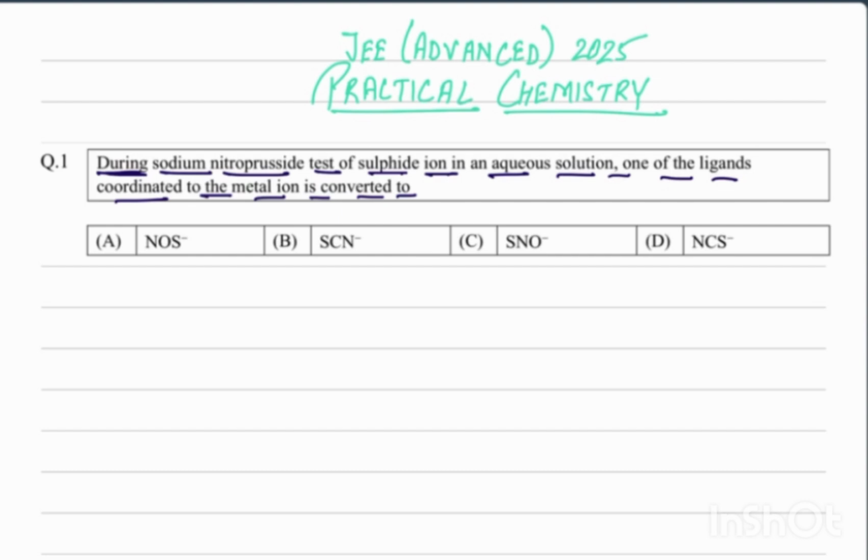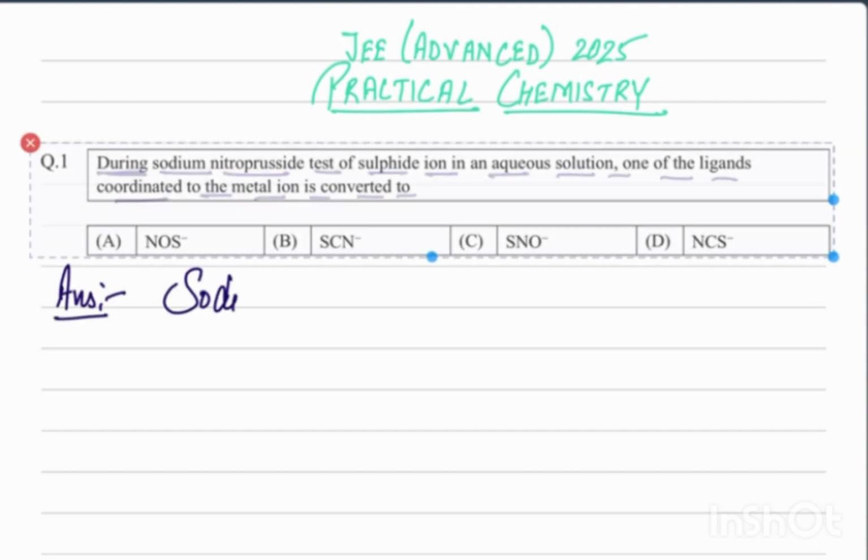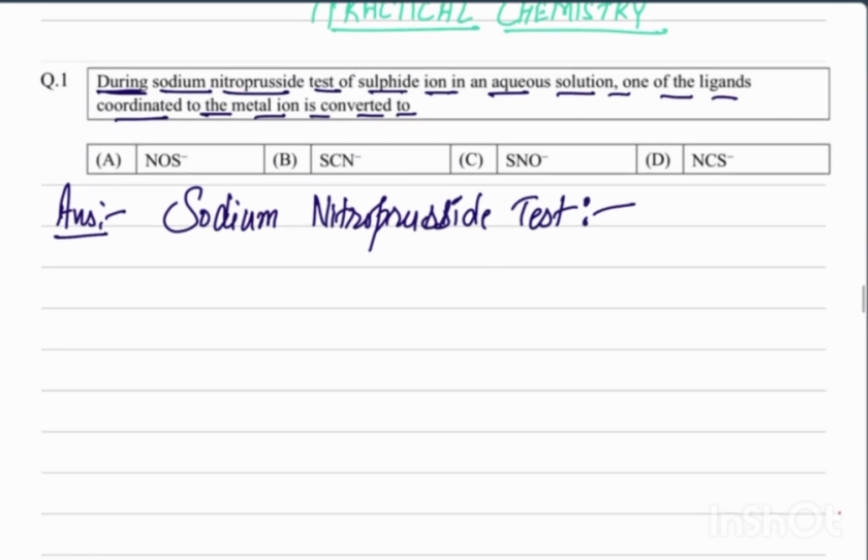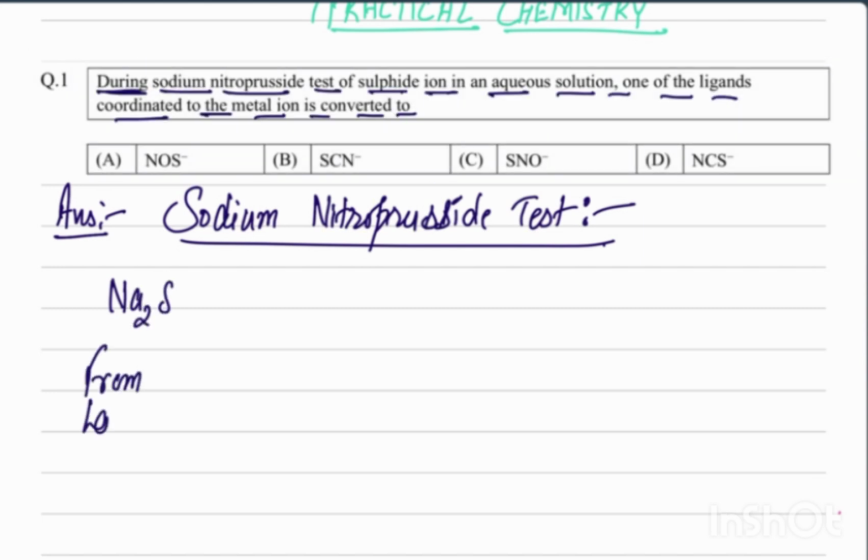So we have to first know what is the sodium nitroprusside test. What is the sodium nitroprusside test? So if you see here, in the sodium nitroprusside test, what happens is Na2S, sodium sulfide, which is from the Lassaigne's extract.